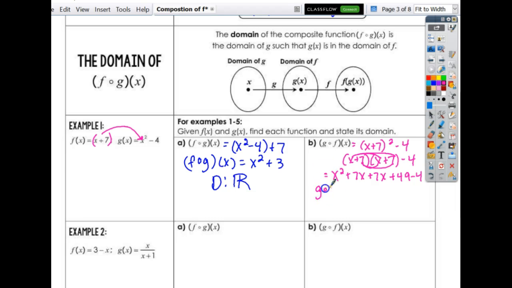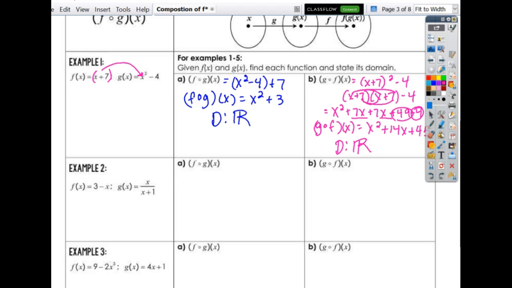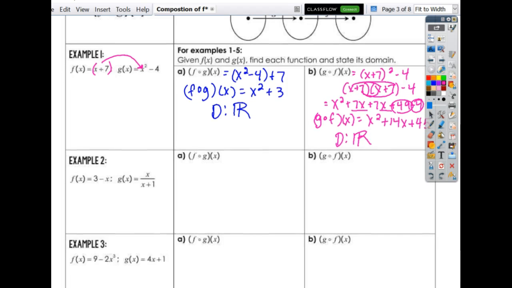So that's going to give me, when I combine these, 14x. And when I combine these, I get 45. So again, I get x squared plus 14x plus 45. And so any restrictions on a parabola? No. So you're going to get all reals. Okay, we're not going to do this one, but we are going to do this one.